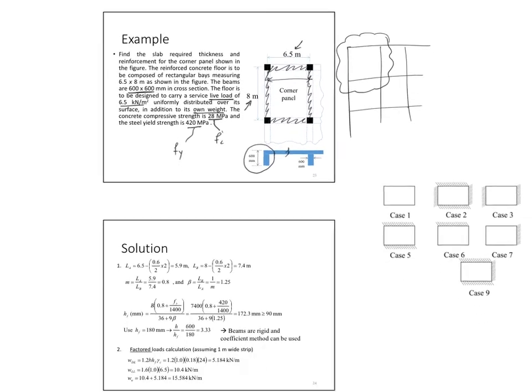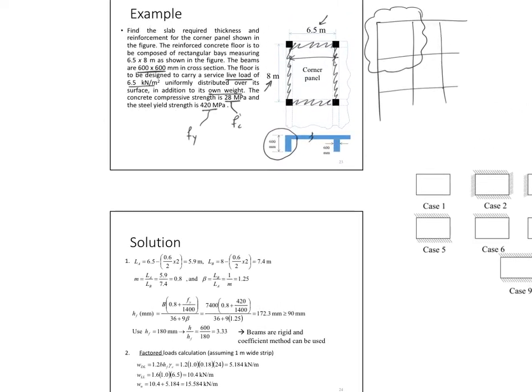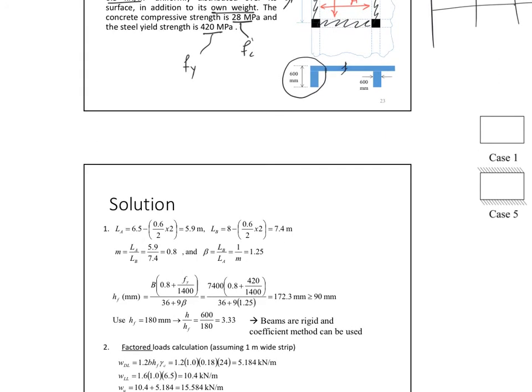Now, how do we solve this? The first thing is we need to find the clear span. The clear span is the distance from the edge of the beam to the edge of the beam in both directions, to be called A and B, or LA and LB. Here LA will be 6.5 minus half a beam and half a beam, so that gives 5.9. And LB, or B, is the same thing: 8 minus half a beam and half a beam, so that is 7.4.